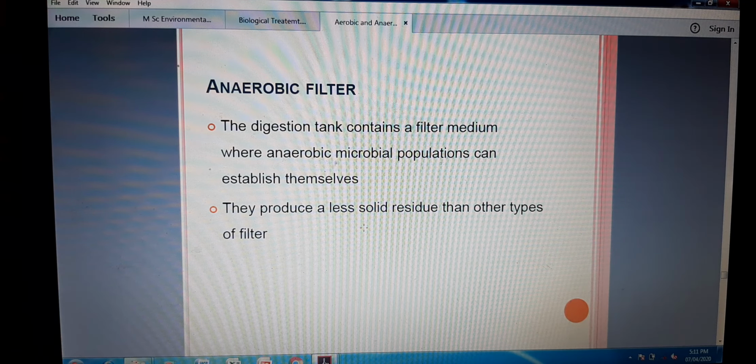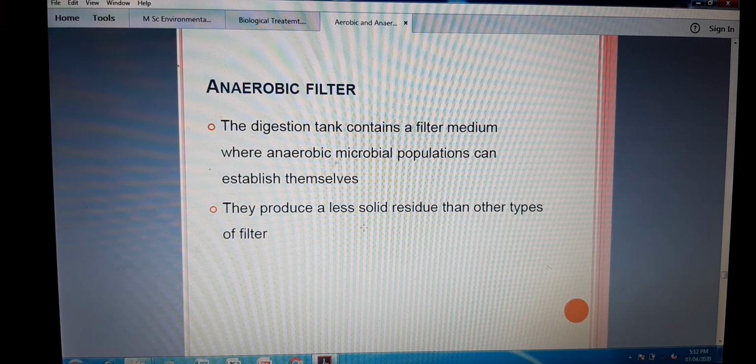Now the anaerobic filters. In the anaerobic filter, the digestion tank contains a filter medium where the anaerobic microbial population can establish themselves. It is a similar type to the aerobic filters, that is trickling filter and rotatory biological contactors. Both the aerobic trickling filter as well as the aerobic rotatory biological contactor also come into the anaerobic type, because at the bottom they have development of anaerobic bacteria. That's why they are considered in aerobic as well as in anaerobic filters.